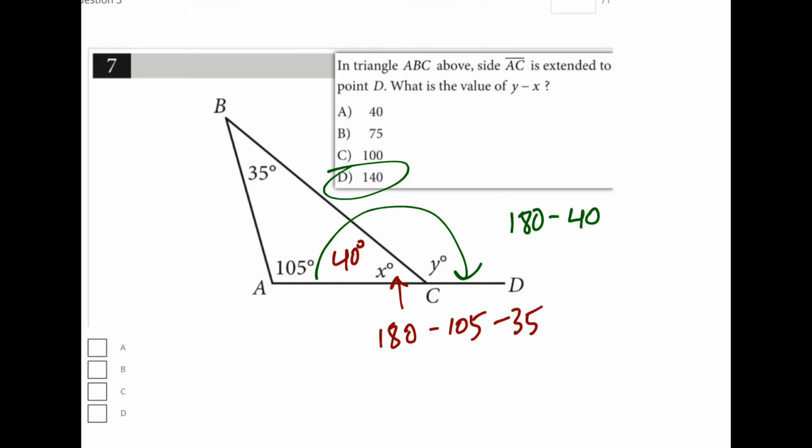But that's not the answer. Don't be fooled, because they want to know y minus x. So that is 140 minus 40. And the answer is 100. Aren't you glad you read carefully? Aren't you glad you looked at what the actual value they're looking for is?